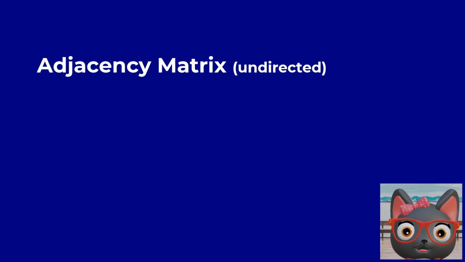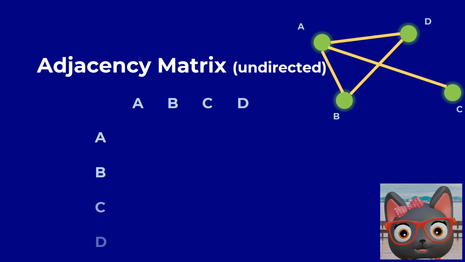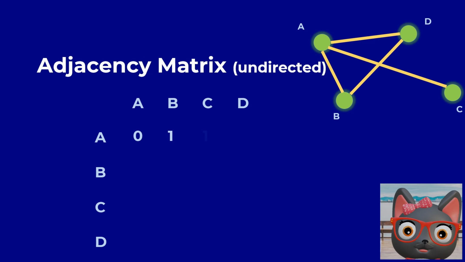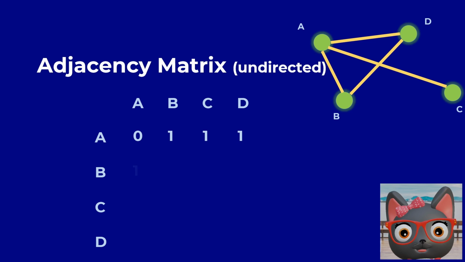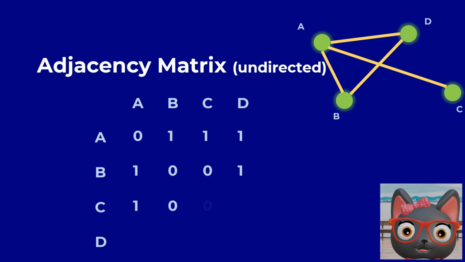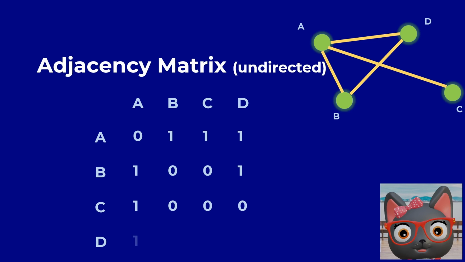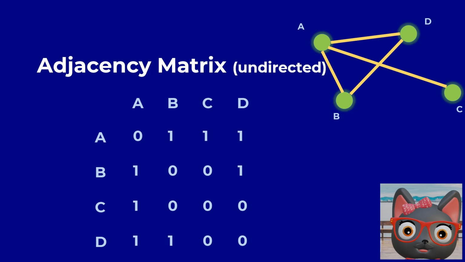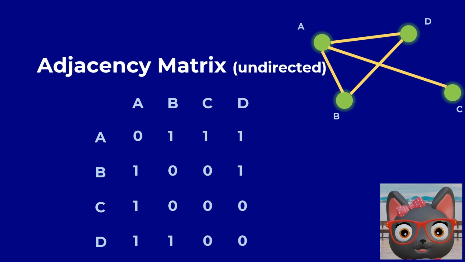In the undirected case, our adjacency matrix looks like 0, 1, 1, 1, 1, 0, 0, 1, 1, 0, 0, 0, 1, 1, 0, 0. A goes to B, C, and D. B goes to A and D. C goes to A, and D goes to A and B.